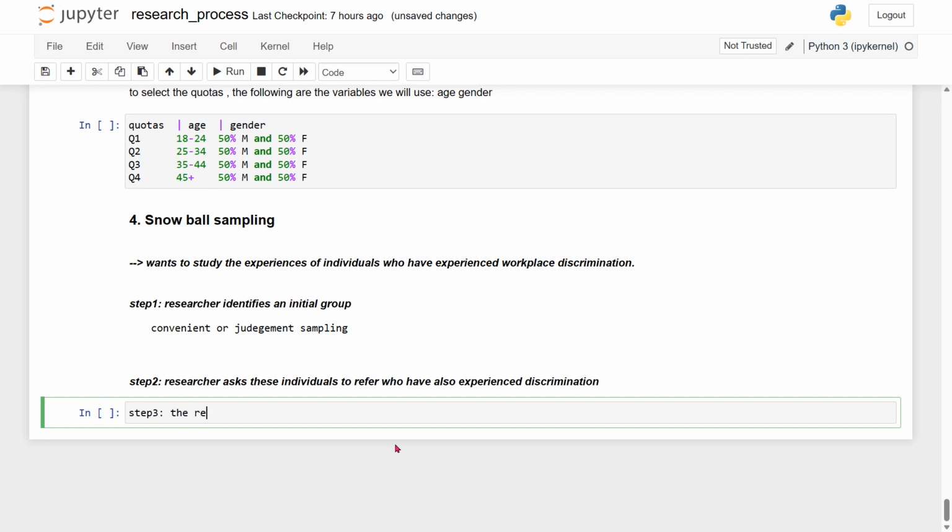The researcher continues to recruit participants in this way until they have enough participants for the study.